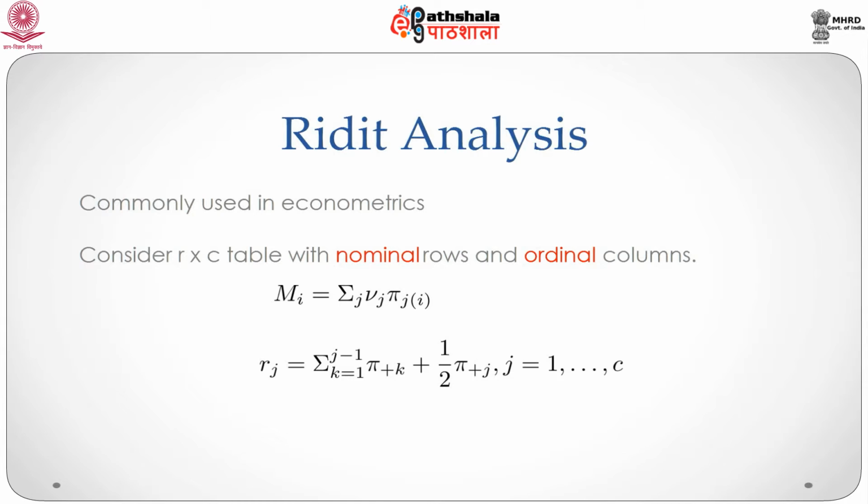Consider the marginal distribution pi plus j, j equal to 1 to c, of the response variable y. This is obtained by summing over the rows corresponding to the nominal variable. The jth ridit R j is the average cumulative probability within category j of the ordinal response and is given by R j equal to summation k equal to 1 to j minus 1 pi plus k plus half times pi plus j for j equal to 1 to c. That is, the jth ridit is the proportion of individuals below category j plus half the proportion in category j.